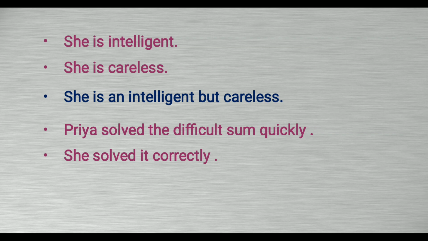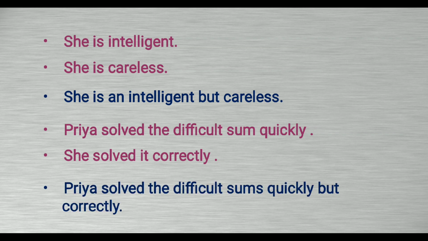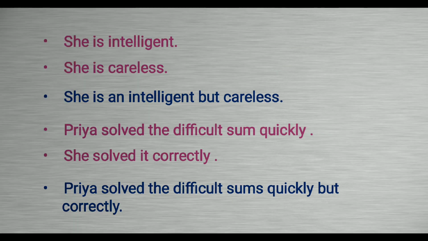And how can we join them? We write: Priya solved the difficult sum quickly but correctly. That is the answer. So understand how we can use "but" when there is a contrast in the sentence. I hope you have understood how to use "and" and "but". Let's do the exercise and revise what we have learned today.